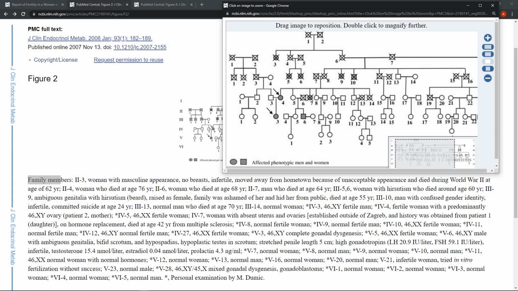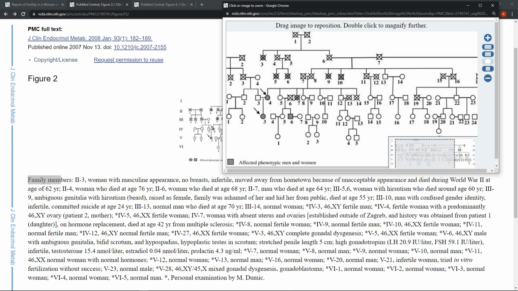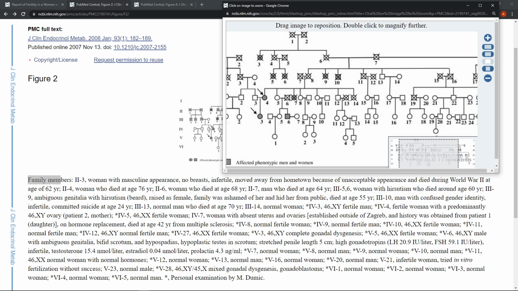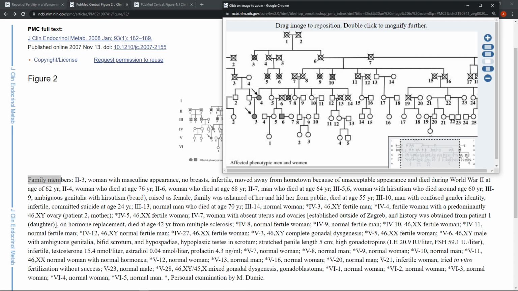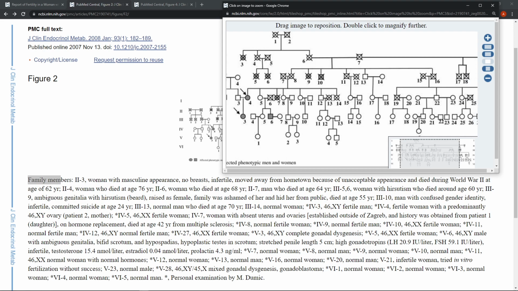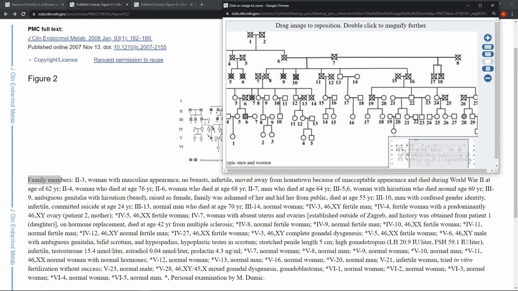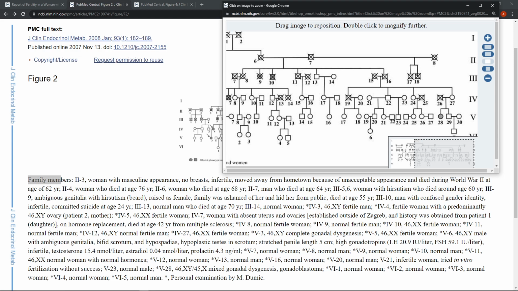They have 2 kids between them. 5-10, normal man. 5-11 is XX, normal woman with normal hormones. 5-12, normal woman. What else? 5-16 is a normal woman. 5-20, normal man. 5-21 is an infertile woman, interestingly. Tried in vitro fertilization without success, they note. 5-23, normal male.